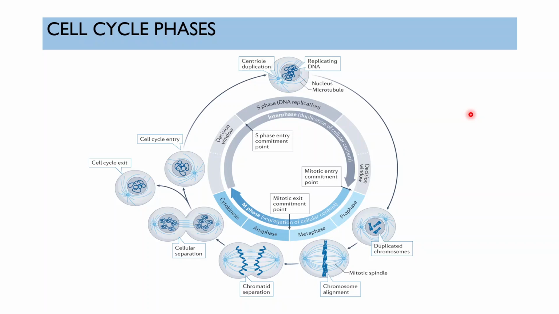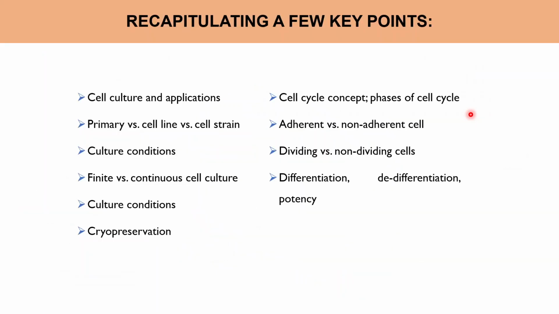And the dividing cells are those which have not yet reached the phase of differentiation. That is, they are in a more progenitor state and they can go on dividing to give rise to more cells of their own kind, or they can differentiate to form a more specialized kind of cell. So these are the terms.